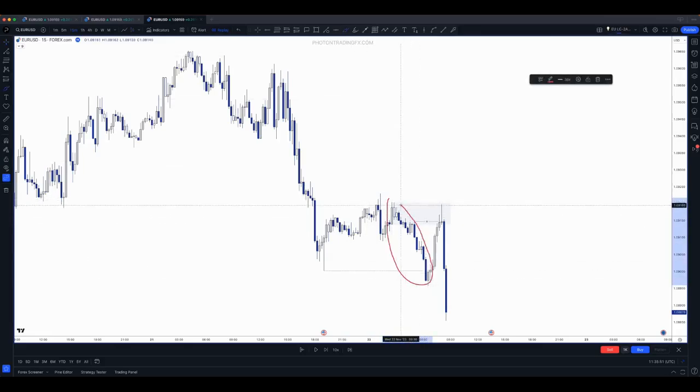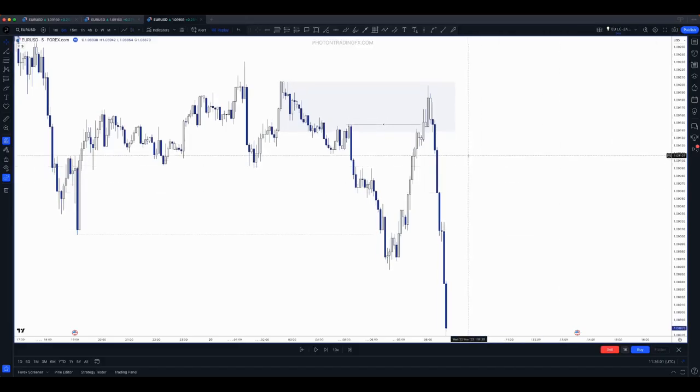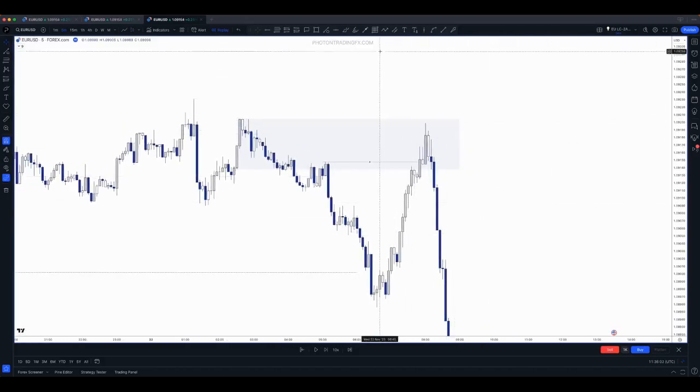This is all irrelevant for the LC2A entry model. We are only interested in what forms to the right in the pullback on our lower time frame of choice. So if we jump down to the M5, if this is our execution time frame from our M15 POI, this we're not looking at. We don't care about the liquidation of that. It's irrelevant, so there is no entry here.